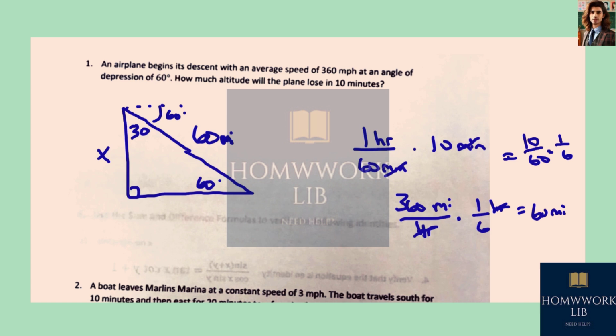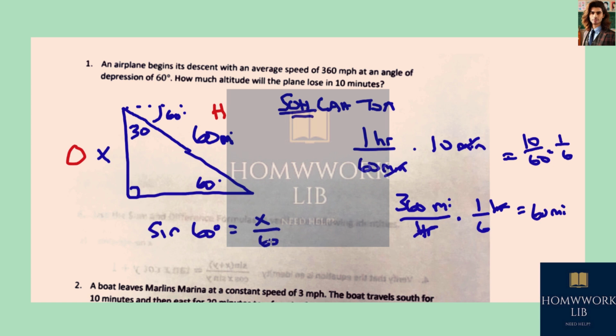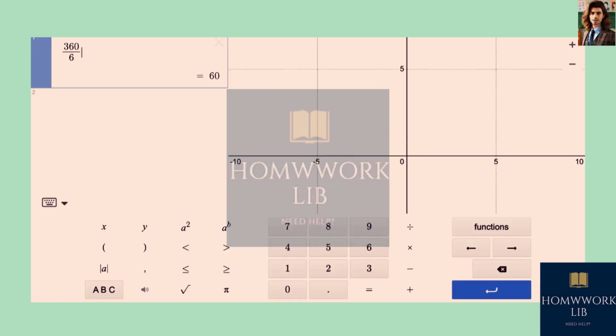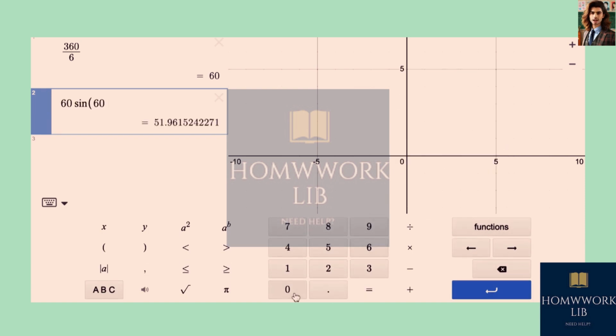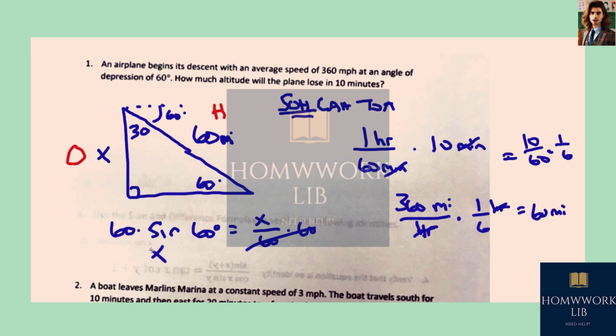Now, how much altitude is lost? Let's take from the 60-degree angle. We want to find the opposite. We have the hypotenuse. When you're referring to your right triangle trig ratios, opposite and hypotenuse is sine. So we can say that the sine of 60 degrees is equal to x over 60. Multiply the 60 to both sides, and 60 sine 60 degrees will be x. In your calculator, make sure it's in degree mode, and then 60 sine 60 is about 52 miles.